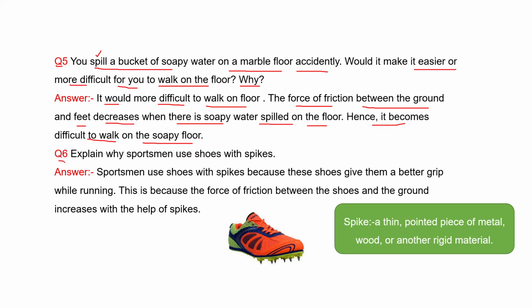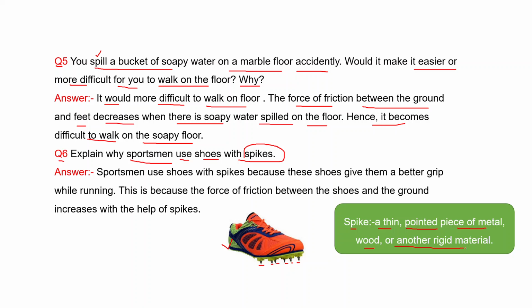Next question, question number 6. Explain why sportsmen use shoes with spikes. Now first, what is the meaning of spikes? You can see this diagram. This is a shoe and these are the spikes. Okay, now we can say spike is a thin pointed piece of metal, wood or another rigid material.